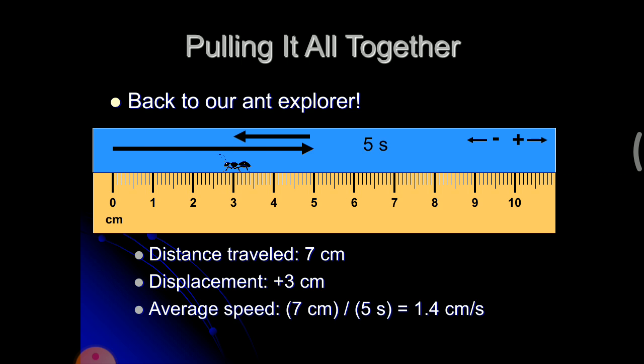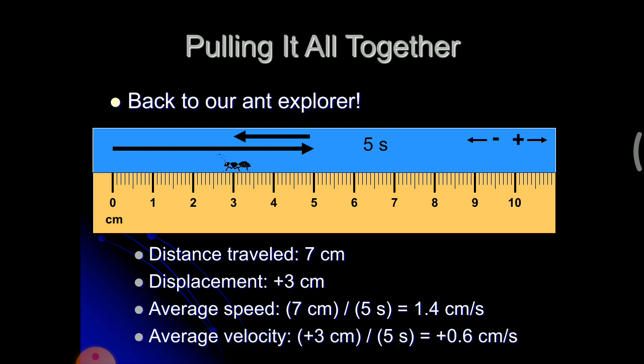Average speed equals the speed. How can we calculate the speed? Speed equals distance by time. The distance equals 7, the time equals 5 seconds. If you divide 7 by 5, we get 1.4 centimeter per second. In 1 second, the ant traveled 1.4 centimeter.